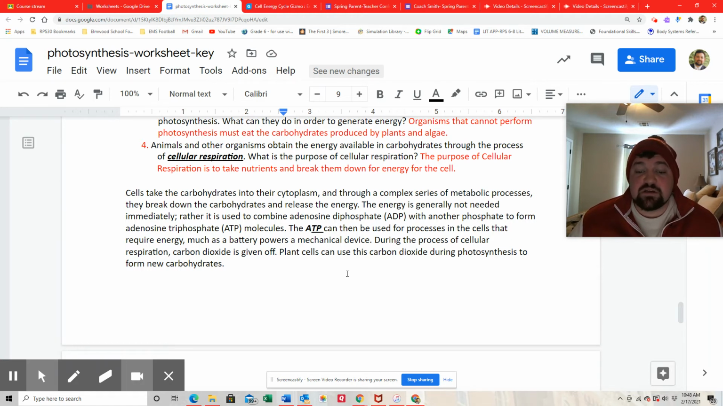device. During the process of cellular respiration, carbon dioxide is given off. Plant cells use this carbon dioxide during photosynthesis to form new carbohydrates.